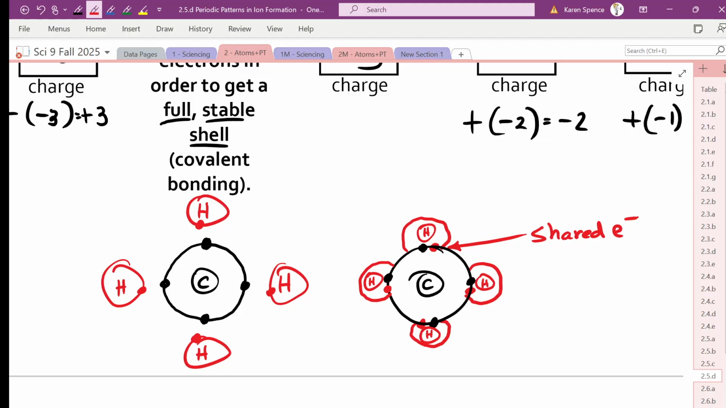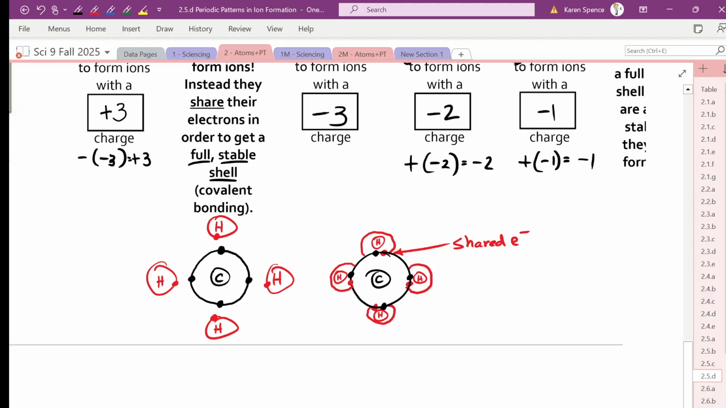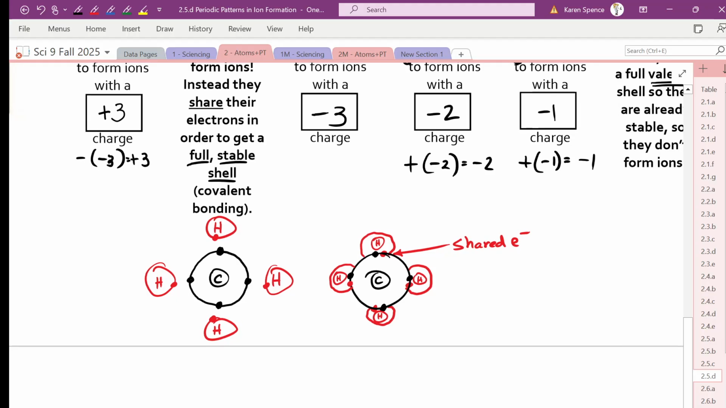Any nonmetal and nonmetal, they're both electron takers. They both pull on electrons really well. So they'll just end up sharing with one another. Okay? And we'll do that a little bit more in Unit 3. All right?